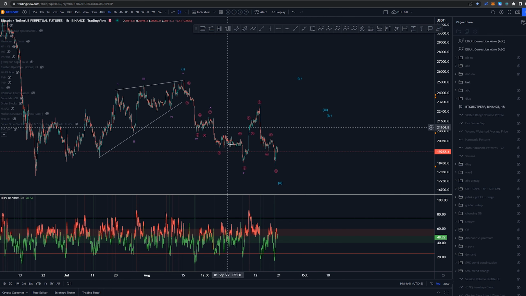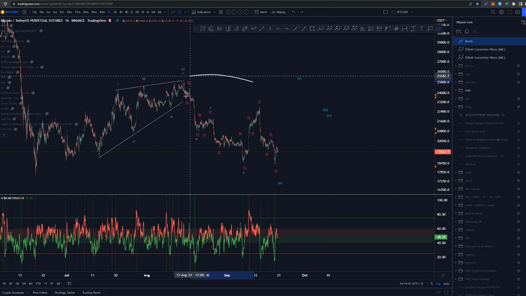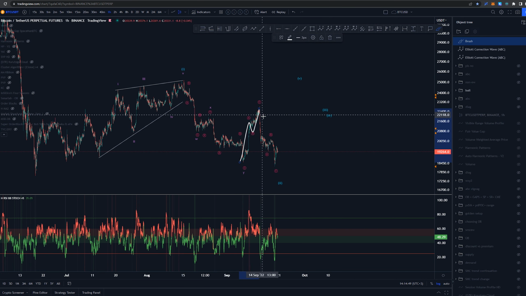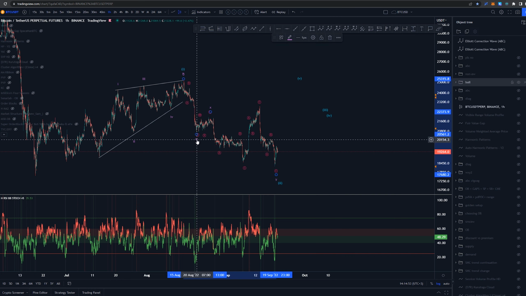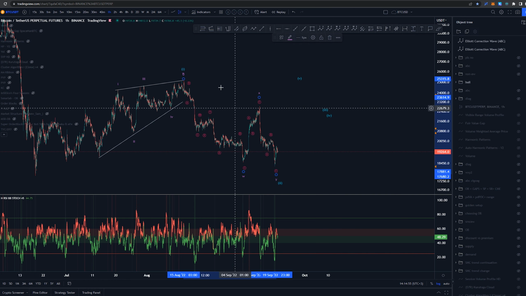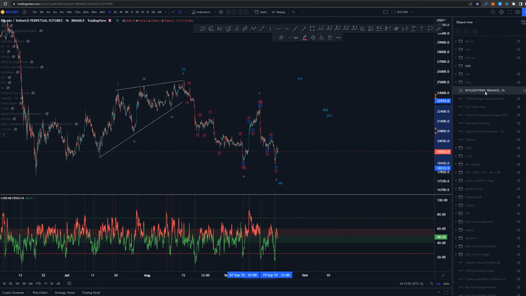Continuing down this structure. This probably is a three-way structure in here if we want to be playing this as the wave 2, and then this would be another ABC and another ABC ending that structure over here. I'm not going to be making these degrees lower, but yeah, you get the point. It is not my favorite at all.